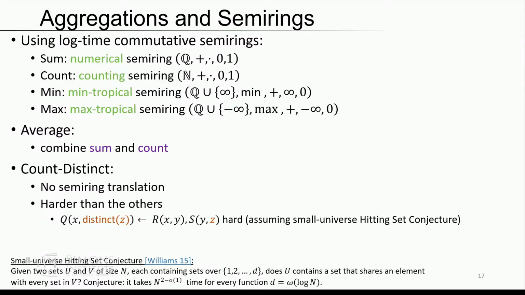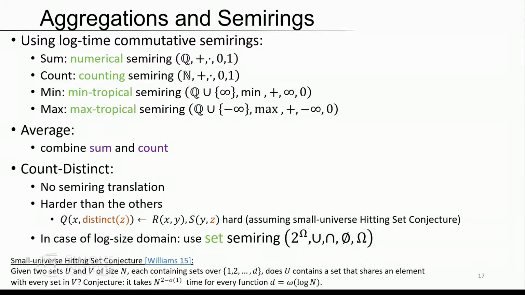But our proof uses the fact that the variable Z needs to be able to have a very large domain, where possibly a lot of values can be assigned. If you happen to know that the number of possible assignments to Z is small, with a log-size domain, then you can do count distinct efficiently by using the set semi-ring and computing the set of all values that Z can get. And then at the end, you just take the size of the set.